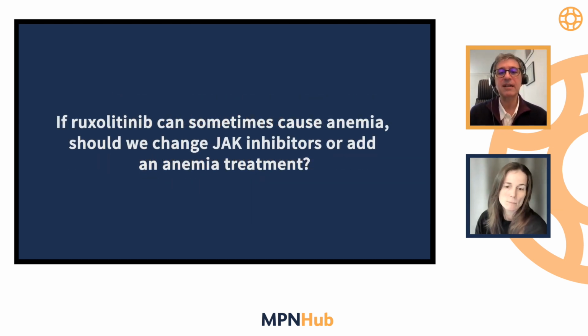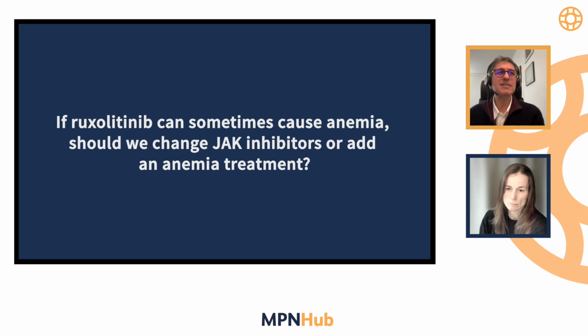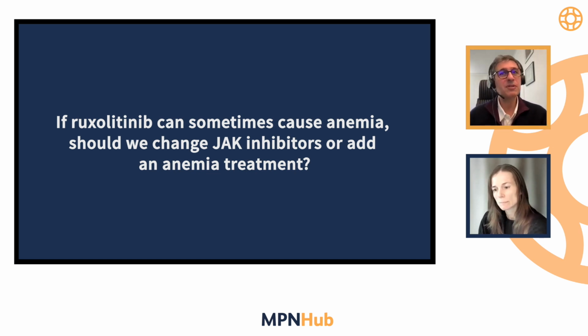So the question is, if ruxolitinib can sometimes cause anemia, would it make sense to change JAK inhibitors or possibly add luspatercept? The question here is, what would be your preference or which patients should deserve an add-on with a symptomatic drug such as luspatercept versus switching to momelotinib or pacritinib, for example, to resolve anemia in these patients?